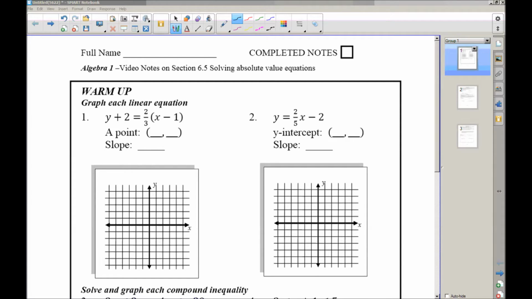Today we are covering section 6.5, solving absolute value equations. So we have a warm-up first on some review problems. Please try it yourself as usual so that you actually get some practice with it.